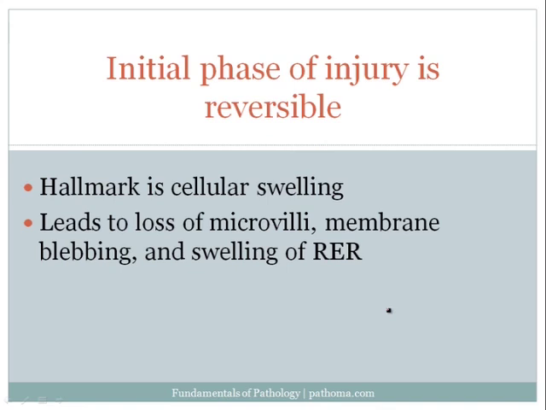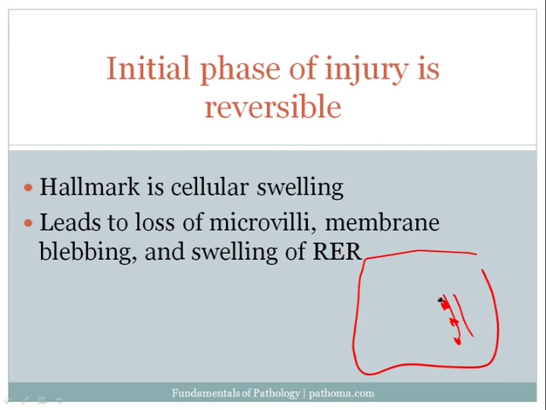All right, the third problem that could arise in reversible injury is swelling of the rough endoplasmic reticulum. If we've got a cell, and within that cell we've got this endoplasmic reticulum, this is rough endoplasmic reticulum with ribosomes sitting along the edge, that organelle itself is going to fill up with water, and it will swell. And when it swells, that will also be a sign of reversible injury.